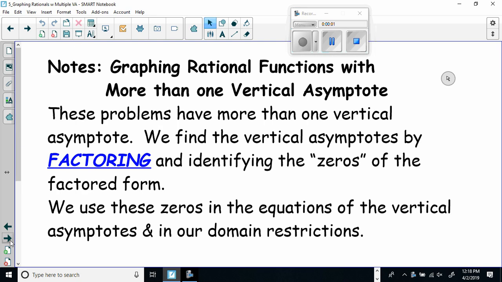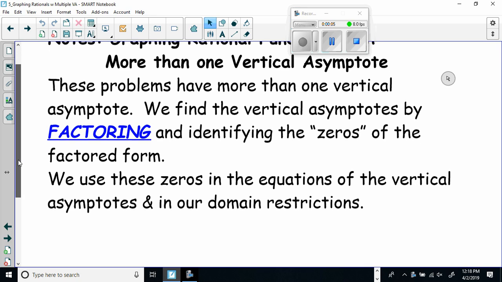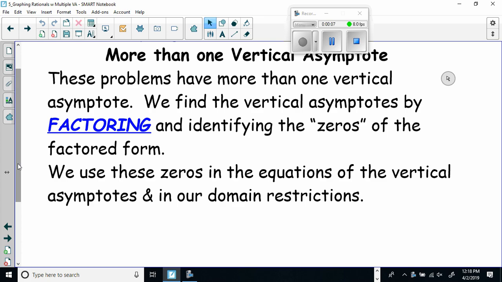Right, so you don't have to write this down. When we have problems with more than one vertical asymptote, we're going to find our vertical asymptotes by factoring that denominator out. Once we factor the denominator out, we'll be able to identify those excluded values. Those excluded values drive our vertical asymptotes.